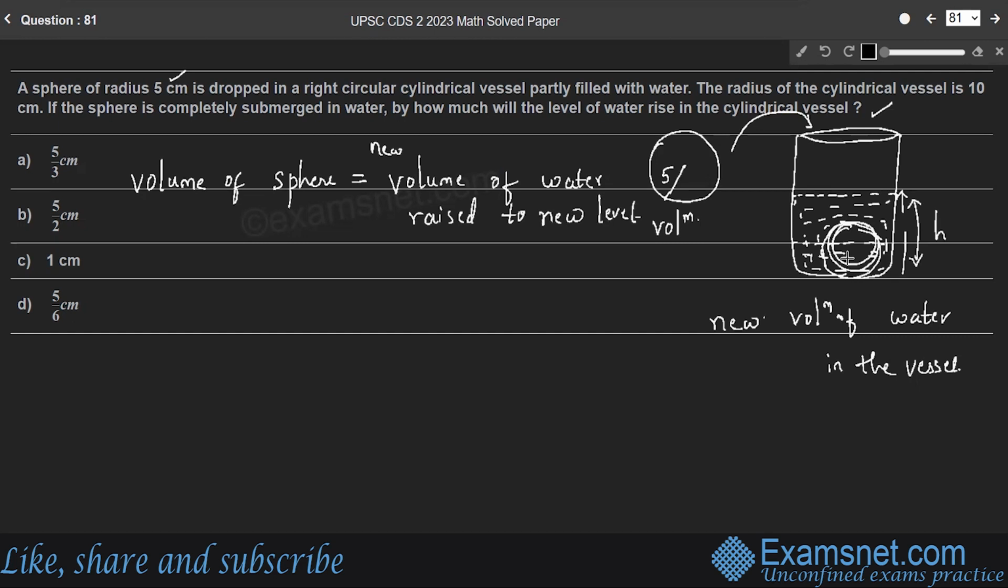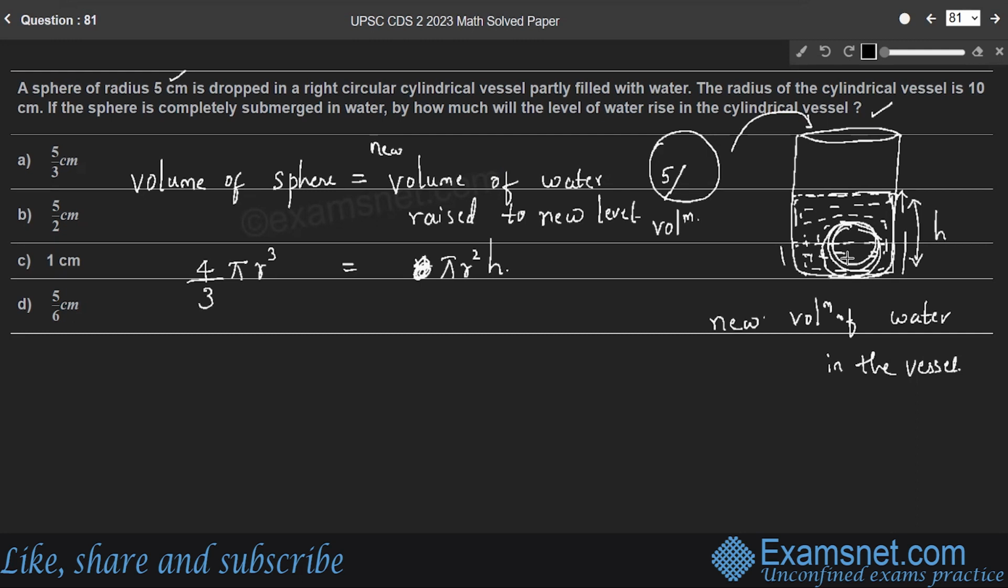right? So the formula says volume of sphere is 4 by 3 pi r cube. And volume of a cylinder, right? Because water is raised in the cylindrical shape, inside the cylindrical vessel. Therefore, volume of water raised to new level is the volume of the cylinder, the formula says pi r square h. Sorry, not 4, it is only pi r square h, right? Volume of the water inside the cylindrical vessel is pi r square h.